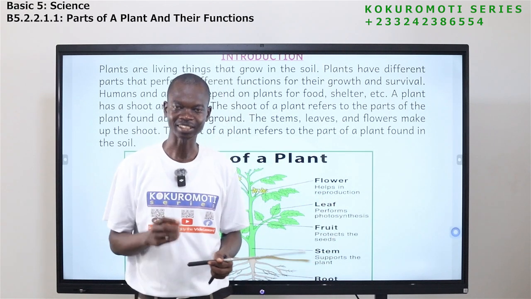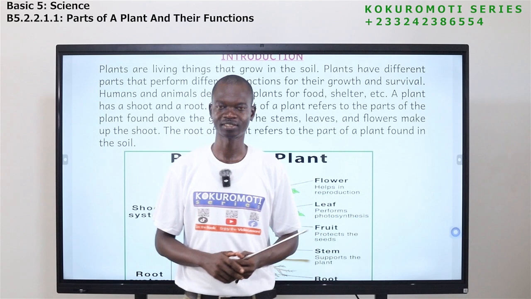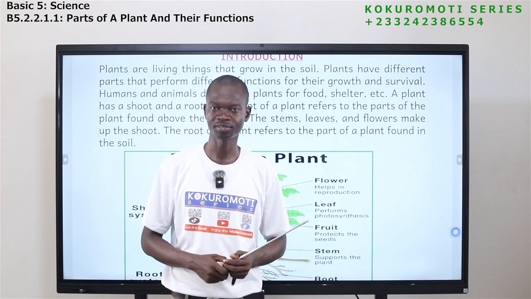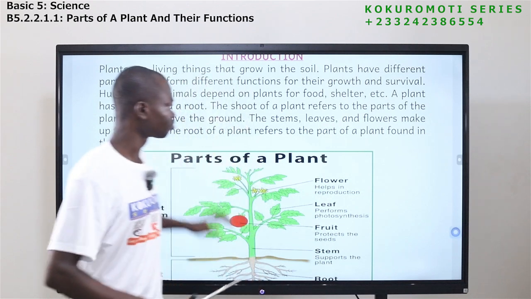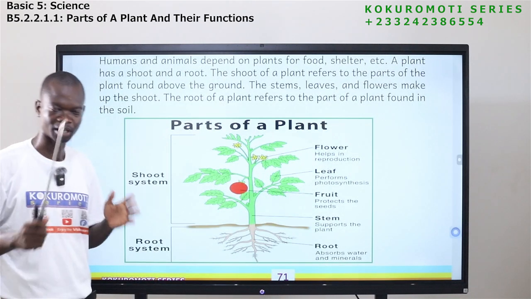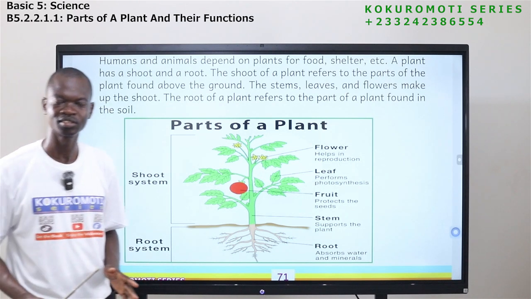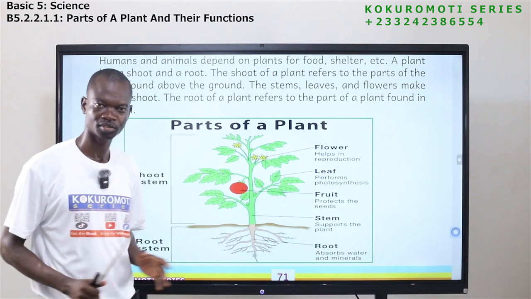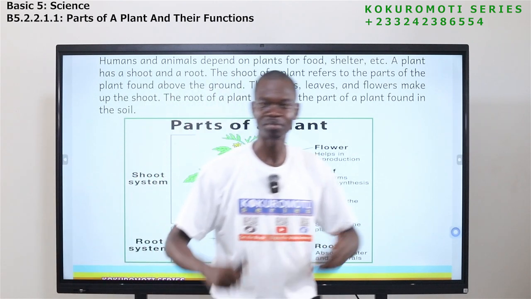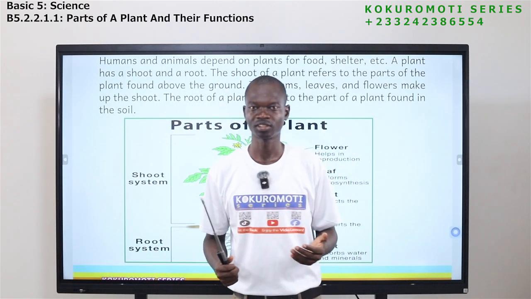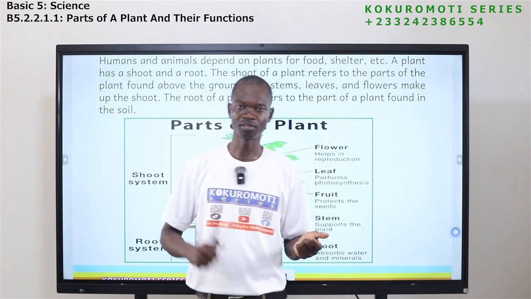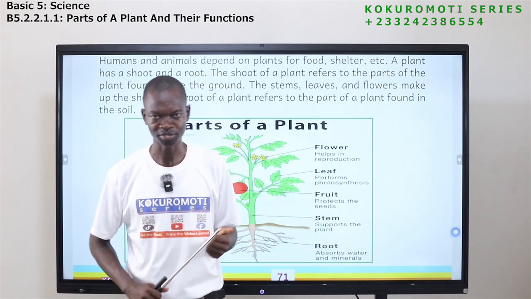So you should understand that plants are so important. Without plants, we will not have food to eat. Animals will not have food to eat. But plants have different parts. We have a part found in the soil. That part is called roots. And then we also have parts that are above the ground. So we have the stem, we have leaves, we have flowers, we have fruits.